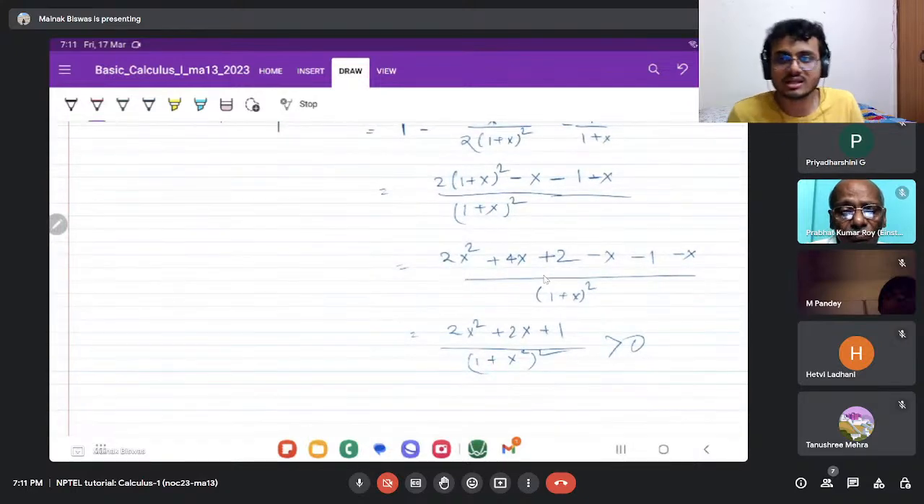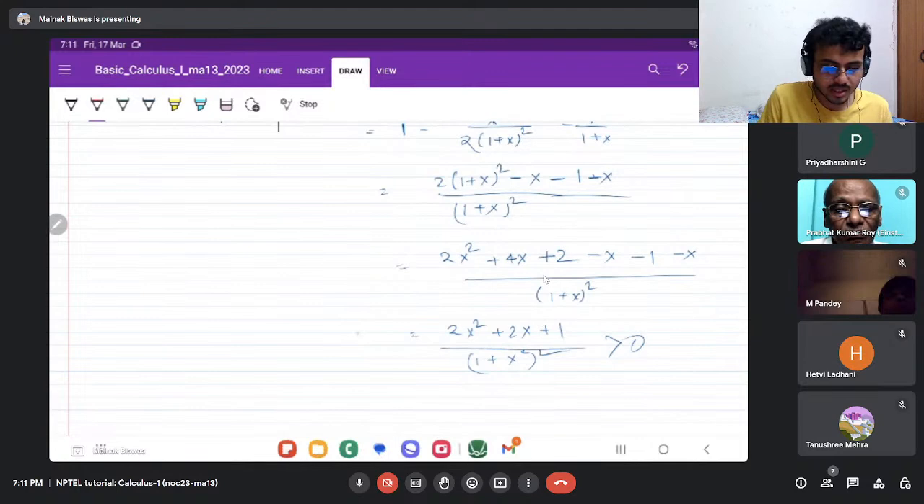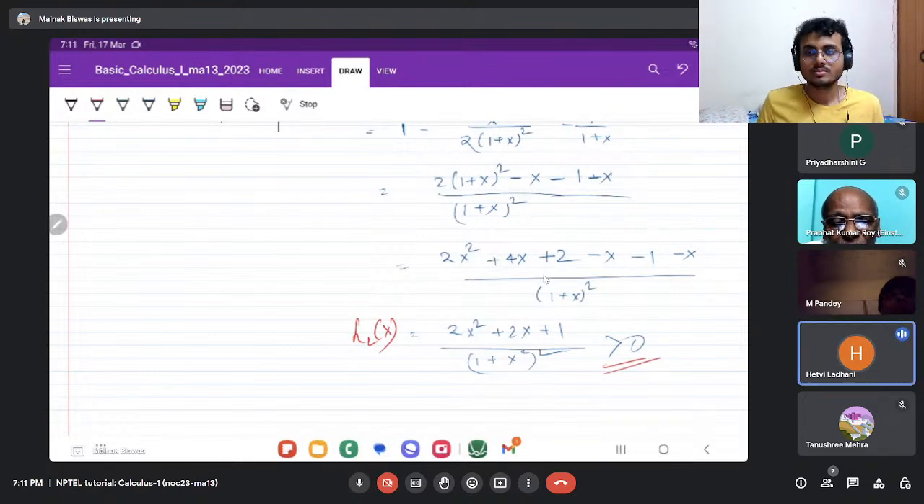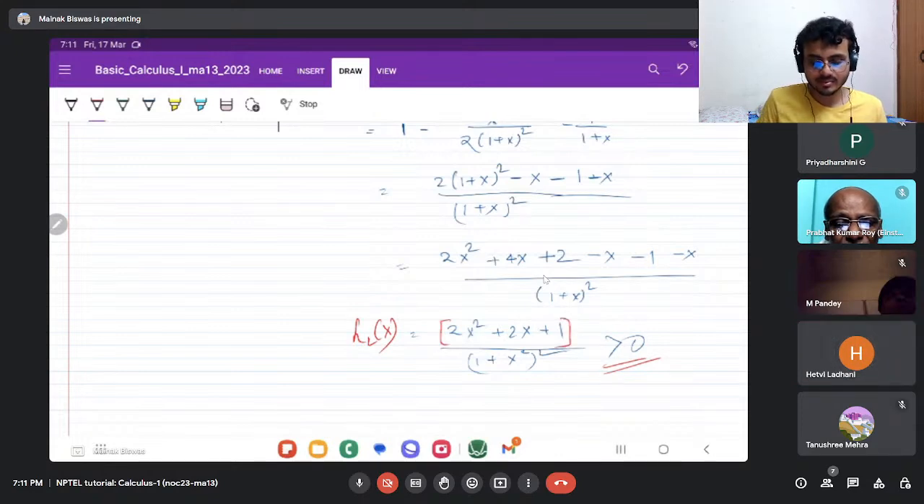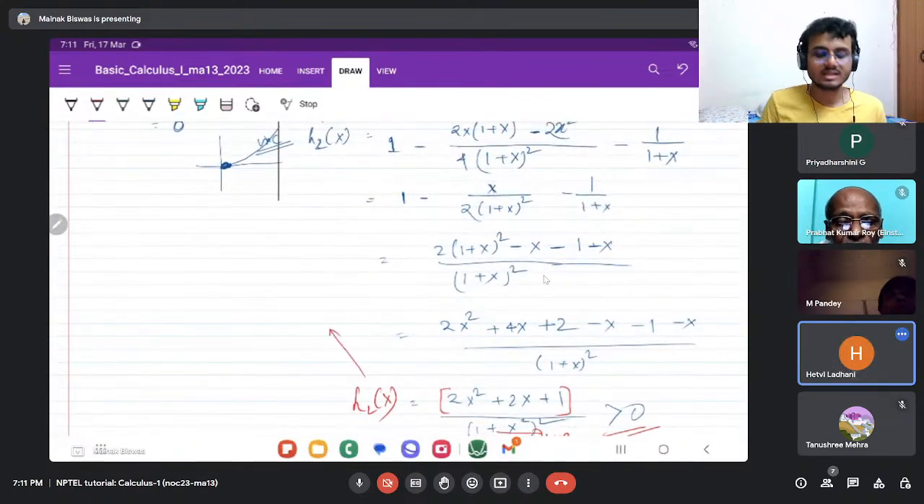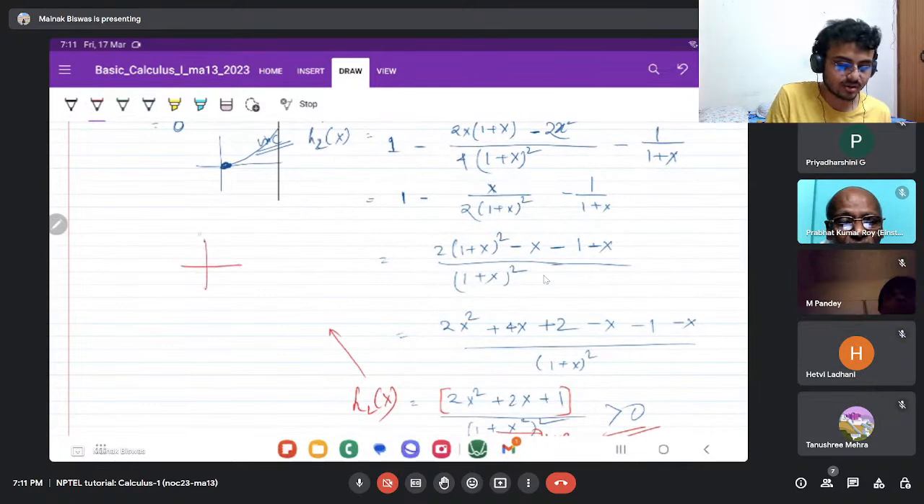We have done this last day. How do you say that this is greater than 0? I claim that this is greater than 0 always. Sir, because denominator is always positive and numerator is also positive because its D is less than 0. So good. Always. So last day we said if the discriminant of a quadratic is less than 0, it means no real roots, right? Yes sir.